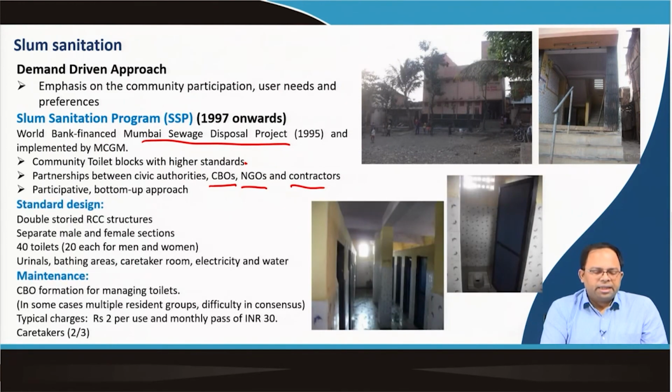So, standard design is double-storied RCC structures, separate male-female sections, 40 toilets instead of 10 toilets earlier, 20 each for men and women, urinals, bathing areas, caretaker rooms, electricity and water connections, all these things were present. And then maintenance was via community-based organizations, and in some cases with multiple resident groups, there were difficulties in consensus. So, that is the only problem.